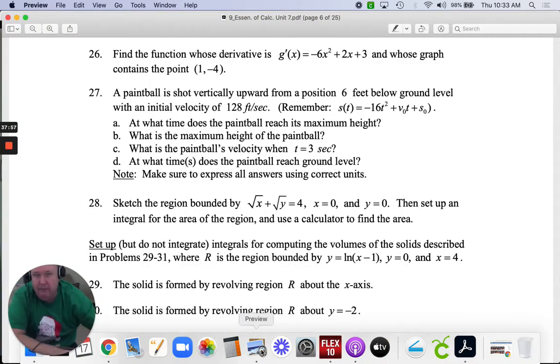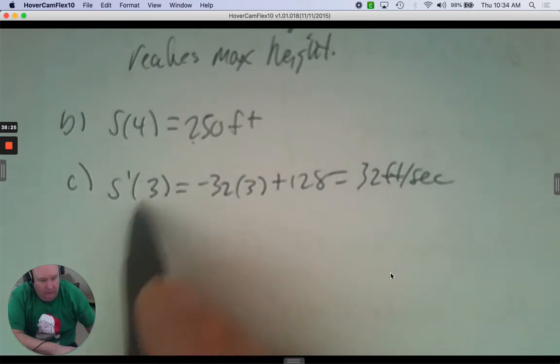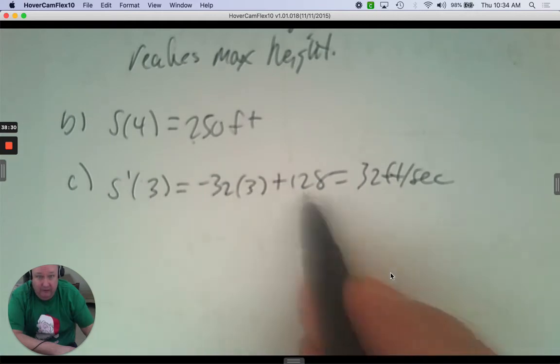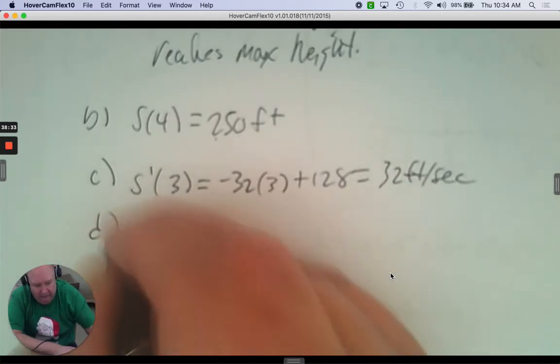Part C, what's the paintball's velocity at t equals 3? So that's into the derivative. And it's that 3 seconds. So plug 3 into the derivative. And you get 32 feet per second. Make sure the units are good. So again, plug 3 into the derivative of the position. That's velocity. Plug 3 in, and you get your answer, and it's feet per second. Part D.